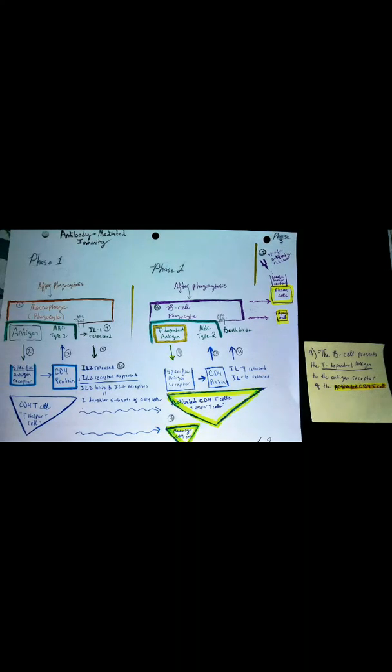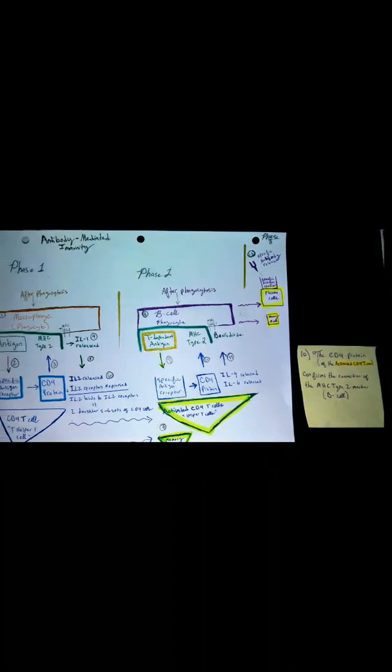Number 9 is that the B cell presents the T-dependent antigen to the antigen receptor of the activated CD4 T cell. The CD4 protein here confirms the connection of the MHC type 2. So again, think of this like Tetris, like this fits inside here, and then this fits inside here. So this looks almost like a perfect box.